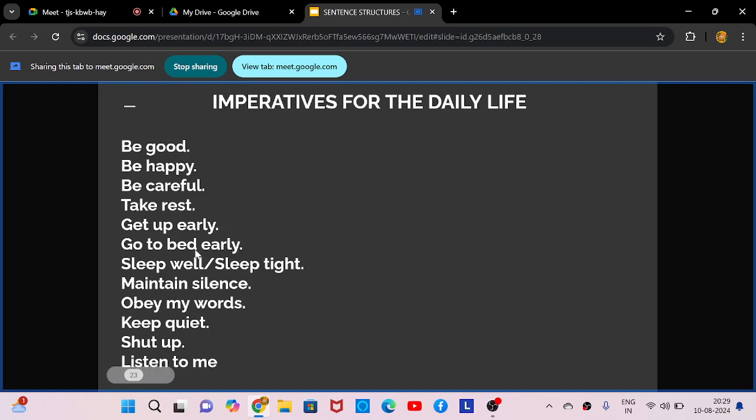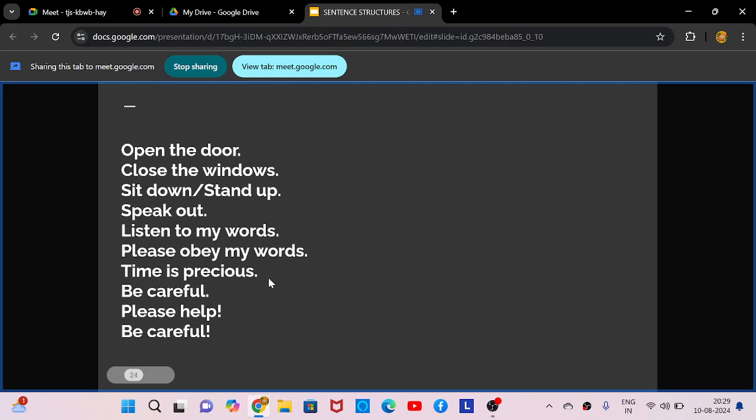So imperatives will be very short, they will end in a full stop. Some sentences will be like warnings, some will be like suggestions, some sentences will be commands or orders, some will be requests. For example, please help me, that is a request. Get out, that is an order. Open the door, that is a short command. Similarly, don't repeat it, this is a warning. Okay, so this is how imperative sentences are formed.